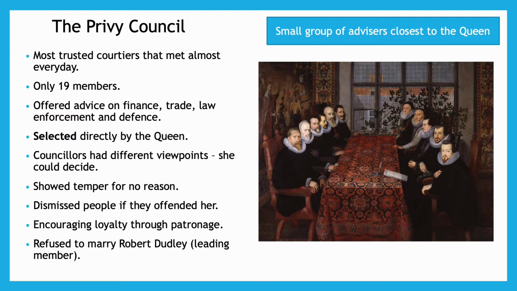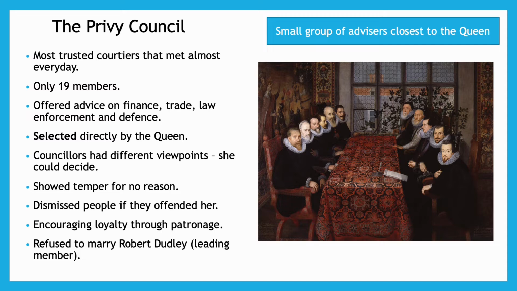The Privy Council was the small group of advisors that were the closest to the Queen, and they met almost every day. Elizabeth only had 19 members of her Privy Council, whom she selected rather than allowing them to be elected. They would discuss matters such as finance, trade and law enforcement. Councillors would often have different viewpoints, so she could then decide based on what they wanted to happen, or any laws that they wanted to introduce.